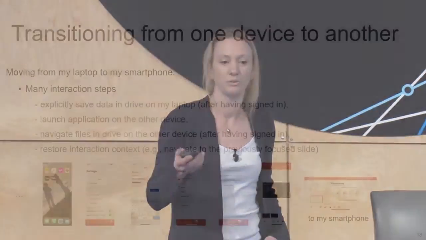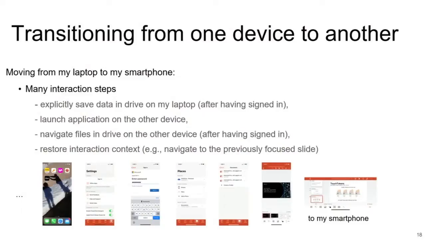However, it's not as simple as I want it to be. First, I have to explicitly save my presentation in my drive from my laptop after having signed in the cloud. Once my presentation is in the cloud, then I can access it from my smartphone. But I am not done yet, and I still have a significant number of interaction steps to complete. I have to launch PowerPoint on my smartphone, then navigate files in my drive from there, after having made sure that I am signed in. And still, I'm not done yet. I have to navigate in my presentation to get to the slide I was actually working on on my laptop.